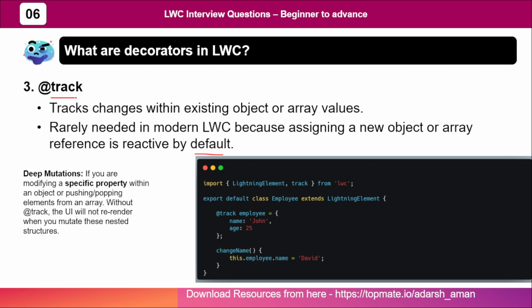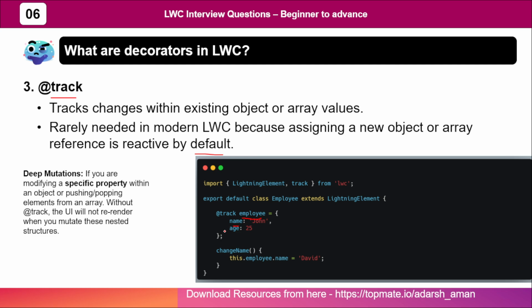But in some cases where you have deep mutation, what is deep mutation? Let's say we have this employee object, and the value of employee.name is getting changed, like the property of the object is getting changed. In this case you need to write track because the property of an object is getting changed. So whenever name is getting changed, this will get re-rendered and the new employee value will be displayed on the page. If you don't use track here, then the new value whenever change name is called will not display on the UI.